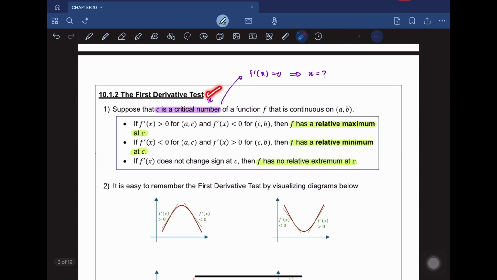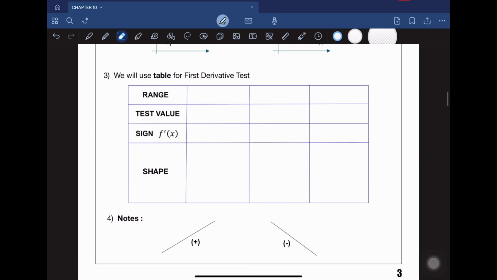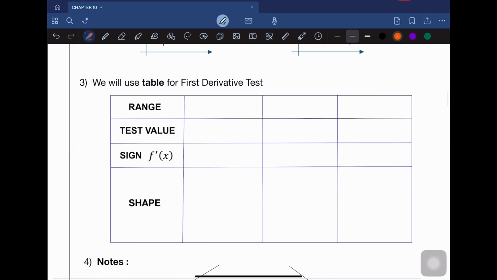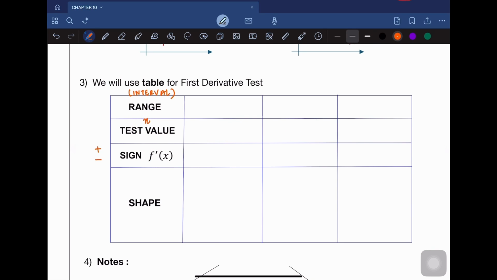Okay, so we are going to use the first derivative test to check which one it is. So how do we use the derivative test? Kita akan pakai table. So this is the table. Okay, we're going to have range, test value, sign f prime x, and shape. Basically, first we are going to write the interval or range. Range is the interval, it's the same thing. And then we're going to insert any test value, which is value of x, and it must be within the range. Mesti dalam range. And then we are going to substitute the value of x dekat sini dalam f prime x. So then we need to check whether we get positive sign or negative sign.